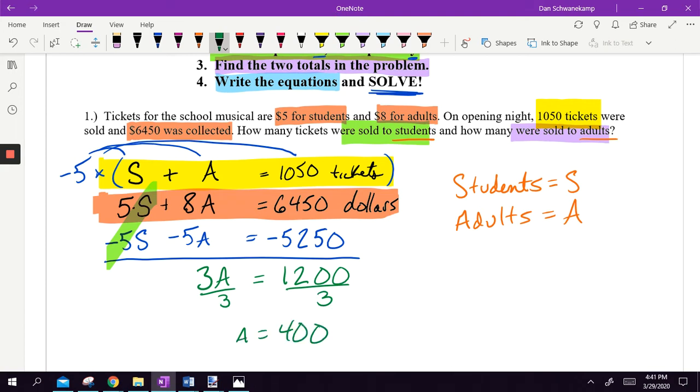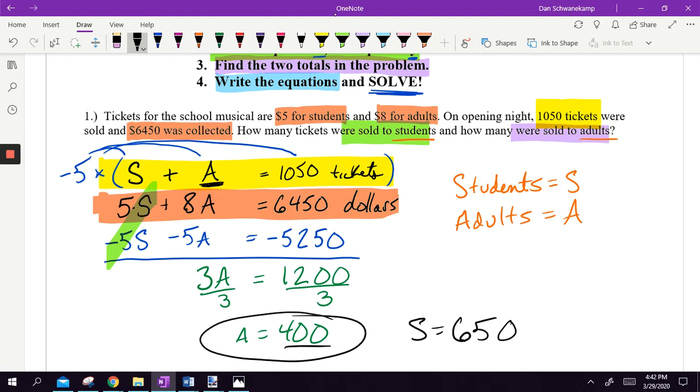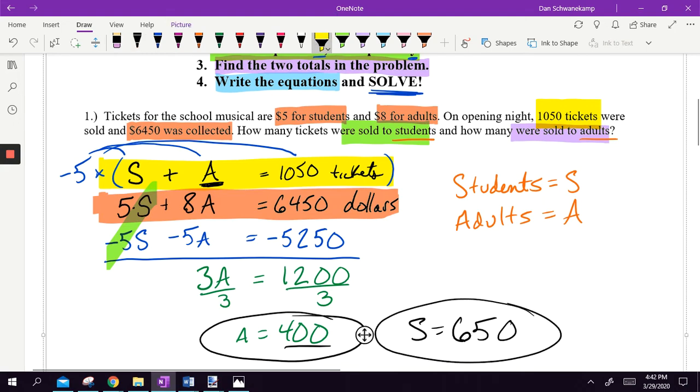If I want to solve for S, I'm going to take that 400 and plug it back in. If I take 400 and plug it right there, 400 plus what is going to get me 1,050? Hopefully you know that that is 650. If you don't believe me, you can solve it. But boom, there's my answer. How many adults bought tickets? 400 adults, 650 students. If you plug it into both equations, it'll work.